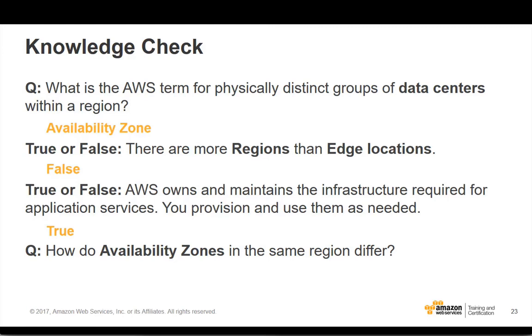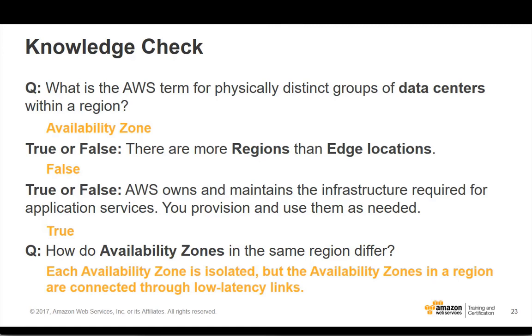It's to do with isolation. Each AZ is isolated, but the availability zones in a region are connected through low latency links, so it's very fast connections, but they're isolated. That's the important thing. Okay? Wonderful. Alright, next module.